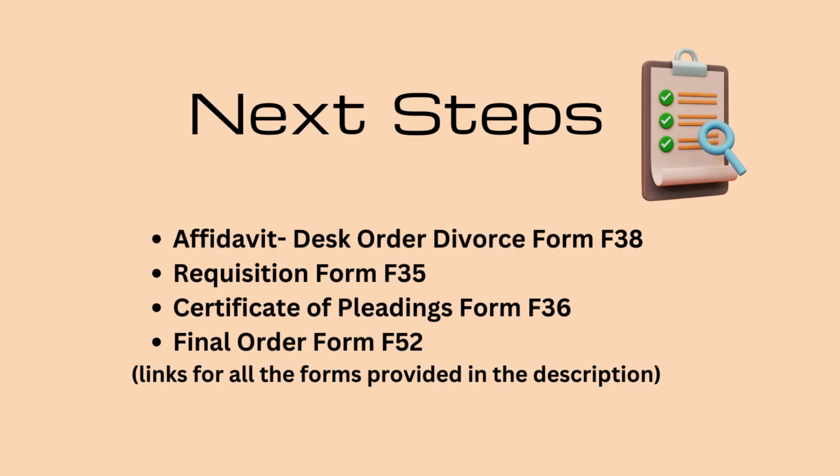So after filing your notice of joint family claim and doing your online registration for divorce, the next steps would be, first of all, you will do an affidavit for desk order divorce, that is form F38. Alongside that, you will do a requisition form, that is form F35, and then you will provide your information on a certificate of pleadings, that is form F36, and finally you will draft a final order, that is form F52. And I have provided links to these forms in the description of this video.